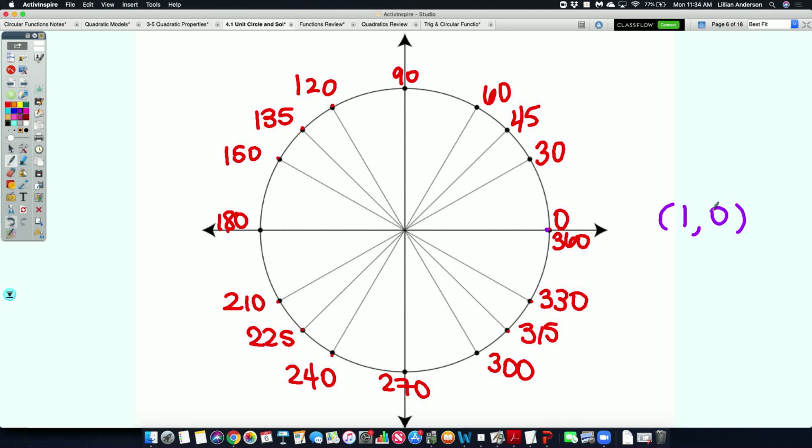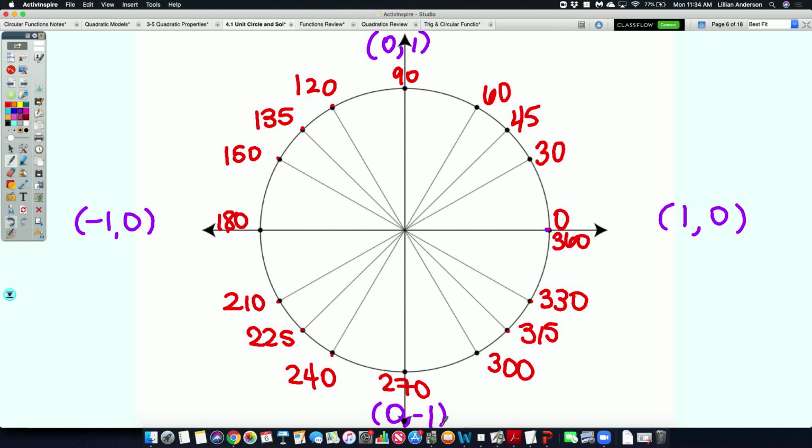What about at 90 degrees? What's the ordered pair there? 0, 1. It'll be 0, 1 because you are up 1 unit on your unit circle, but you didn't go out any for your x. What about over here at 180? -1, 0. 270? 0, -1. And then 360 would be the exact same ordered pair as 0 degrees. Okay, those are the easy ones. Let's get to the juice.